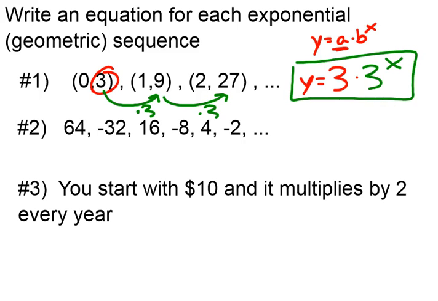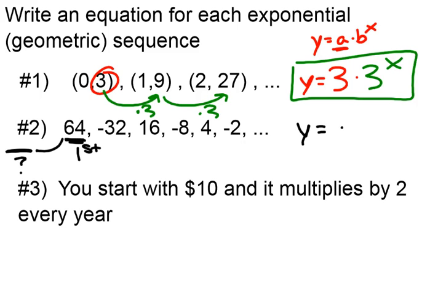Let's look at the next one. So the next one, we start with 64. So that's our first term, actually. So we don't even know what our 0th term is. Notice how in number 1, they told us our 0th term is 3. But in number 2, we have to assume that 64 is actually the first term. So your 0th term would be back here somewhere. We'll figure that out in a second.